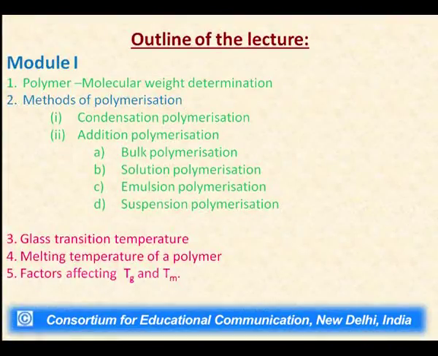In the first module, we will first discuss the characteristics of properties which include the molecular weight determination of polymer and the methods of polymerization, which will include the condensation polymerization, and in the addition polymerization the bulk polymerization, suspension polymerization, solution polymerization and emulsion polymerization, that is, how these polymerizations practically take place. Then we will discuss the glass transition temperature and the melting temperature of a polymer and various factors which affect the glass transition temperature and the melting temperature of a polymer.